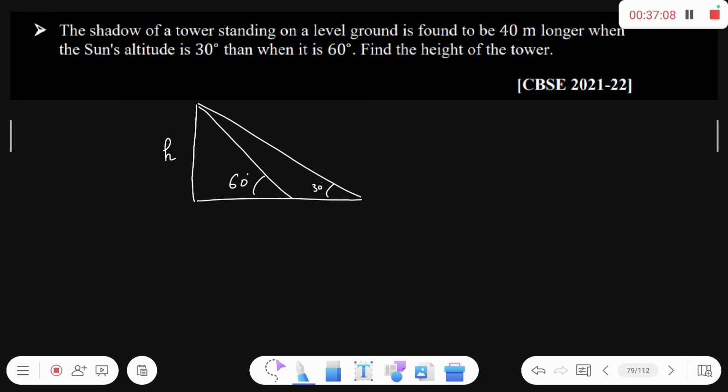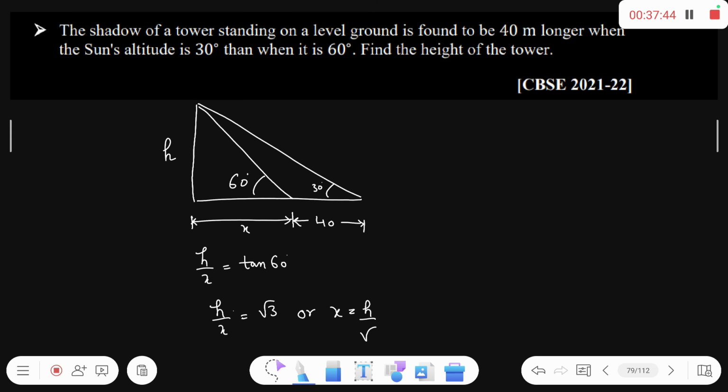We take the height of the tower as h. Now it is saying the shadow of the tower standing on a level ground is 40 meter longer. 40 meter longer means this part is 40. Now you have to find the height of the tower. We assume this as x. So we can say h upon x is equal to tan 60. Tan 60 is root 3. So h upon x is equal to root 3, or x is equal to h by root 3.